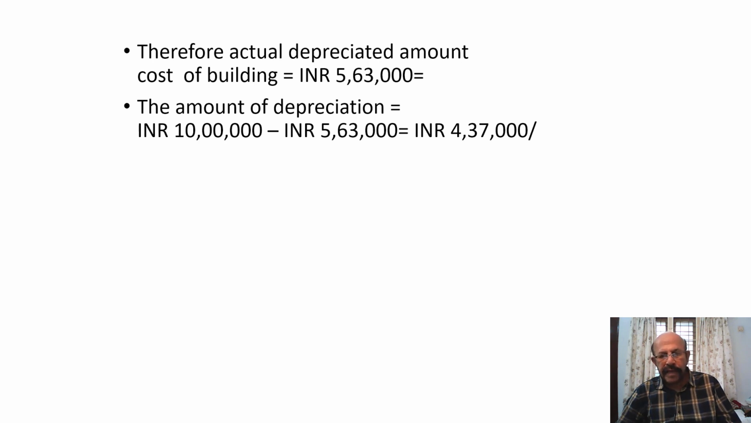Therefore, the actual depreciated amount cost of the building is equal to Indian rupees 5,63,000. The amount of depreciation is equal to 10 lakhs minus 5,63,000, which is equal to 4,37,000. Here you are finding the depreciated amount. Then you are deducting it from the replacement cost to get the depreciation amount. 5,63,000 is the depreciated amount which you have found out. You deduct it from the replacement cost to get the depreciation amount.